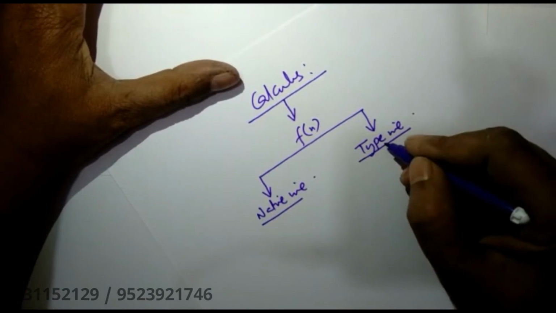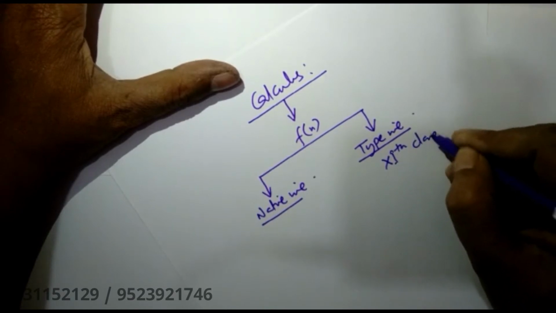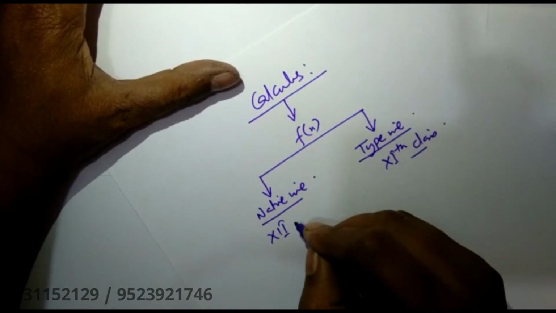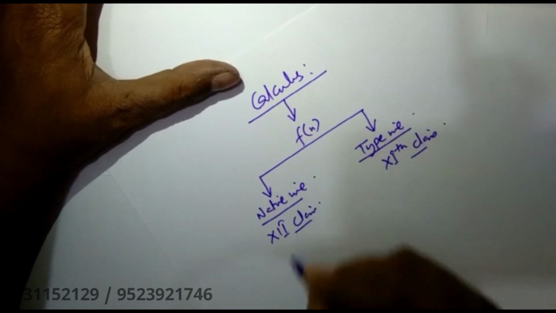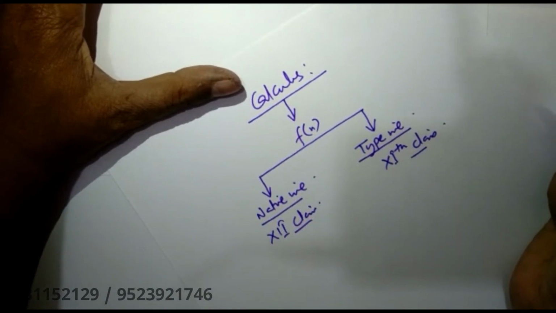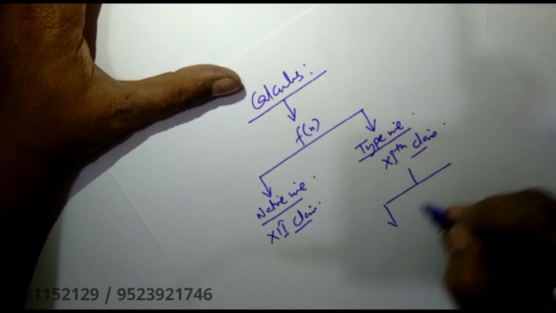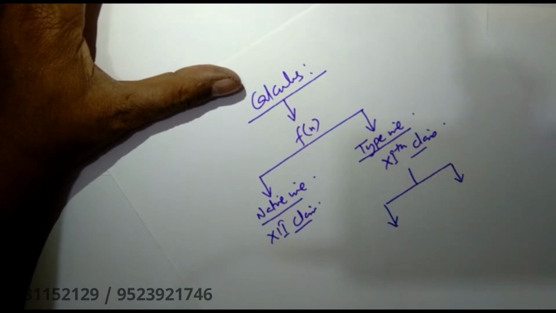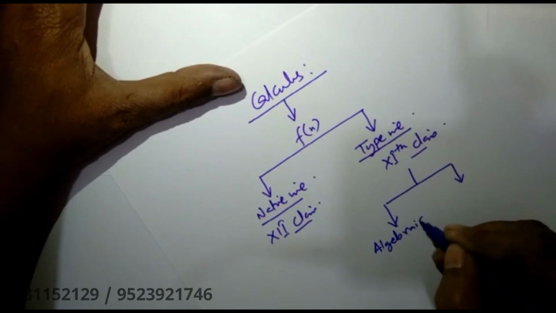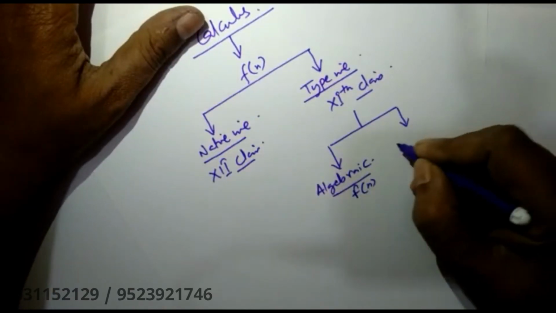Actually, the type wise behavior of function we will discuss in 11th class, and nature wise we will discuss in 12th class. This is in the syllabus of 12th, and this is in the syllabus of 11th class. In 11th class, we will discuss the type of function. There are two categories of function. First one is your algebraic function, and second one is transcendental function.